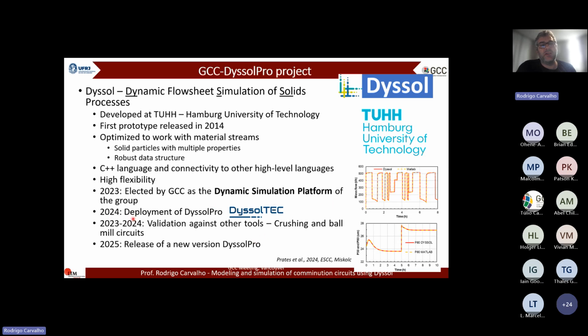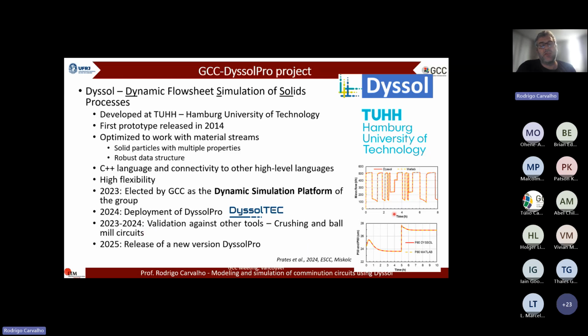More recently, there is the development of this new advanced version of Dyssol, which is called Dyssol Pro, between this spin-off company Dyssol Tech. And we took the last couple of years to validate Dyssol as a dynamic simulator tool against other tools for crushing and ball mill circuits.